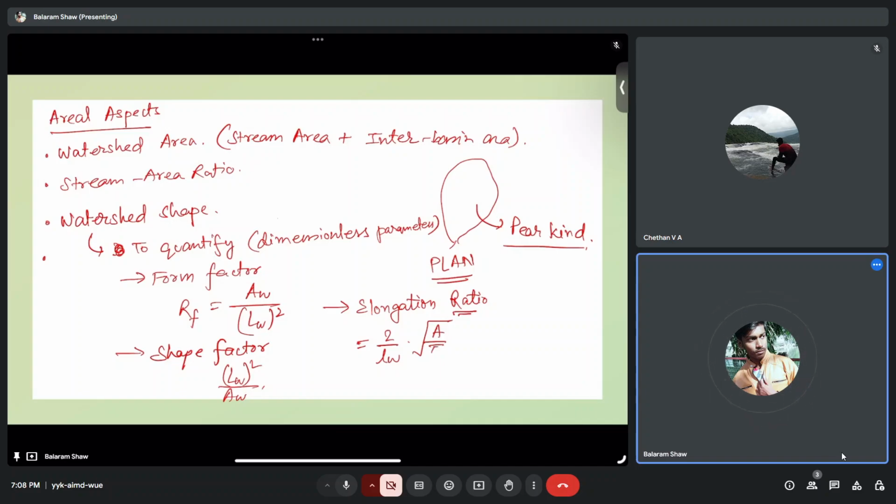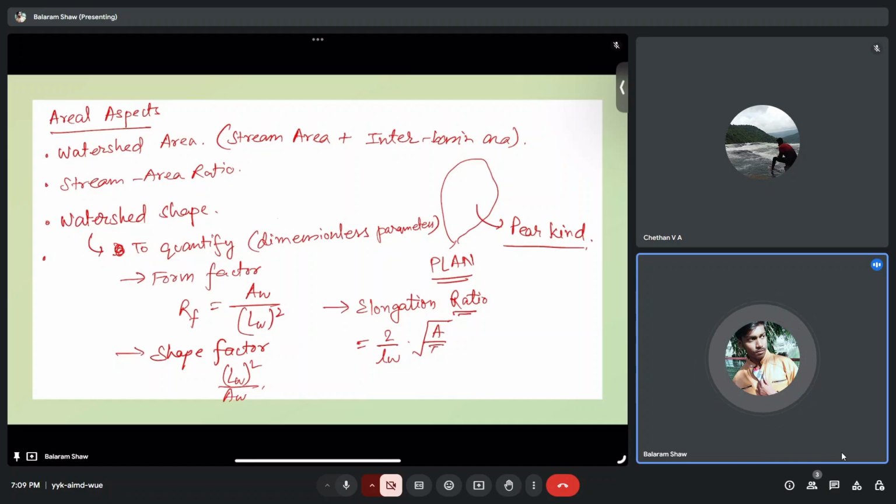Okay, so A is the watershed area, which is the same as the area of the circle that has that diameter. Let's say you consider a circle and one watershed. The watershed area is, let's say, 100 kilometers square. That same area, 100 kilometer square, is the area of a circle. So the diameter of that circle is divided by the maximum watershed length. Okay.